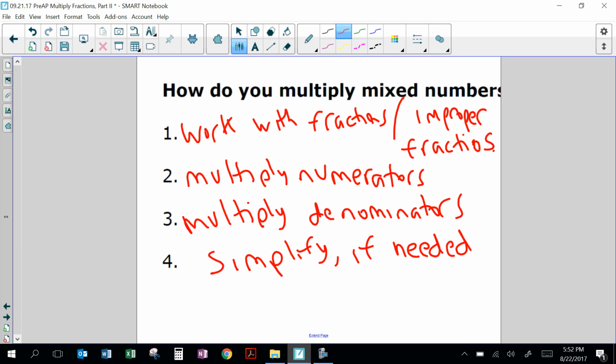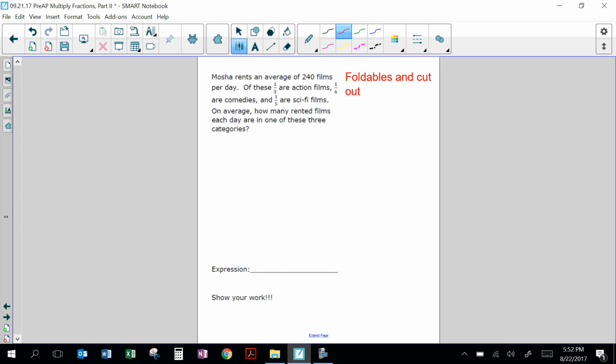So we're going to be practicing. You're going to have a foldable activity. You're going to fold a sheet of paper, and then you're going to answer these questions here. Moshe rents an average of 240 films per day. Of these, 1/3 are action films, 1/6 are comedies, and 1/5 are sci-fi films. On average, how many rented films each day are in one of these three categories? So write an expression, showing your work. 1/3 are action films, so 1/3 of the 240 films are action.